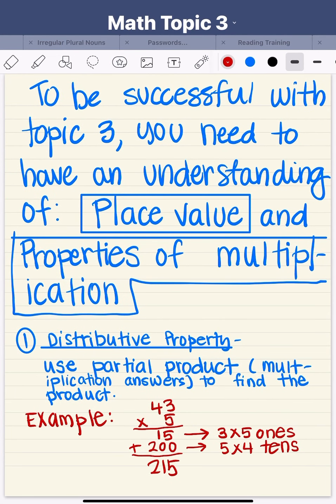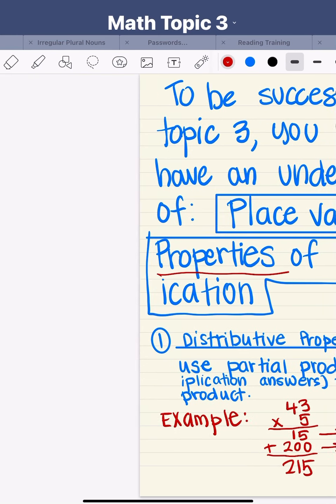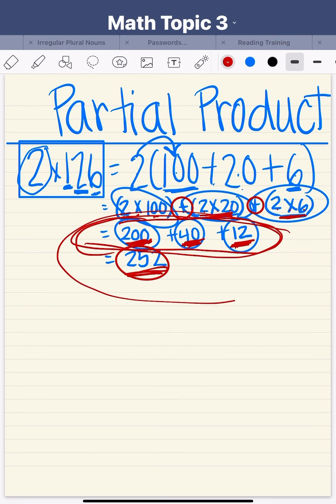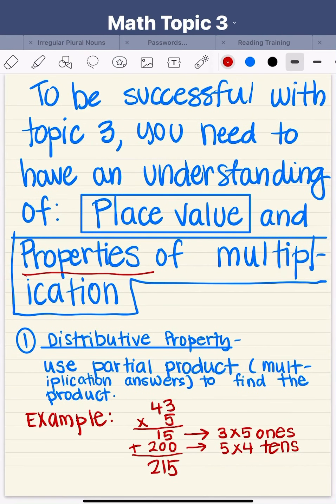To be successful with topic 3, you need to have some understanding of place value and the properties of multiplication, okay? One of the first properties that we're going to look at is called the distributive property. It's where you use the partial product. I just showed you how to do that. And I have it recorded, so in case you forget while you're working, it's okay, because you will forget, and now you'll have a reference to go back and look at. Use partial products, which are the multiplication answers, to find the product, okay?